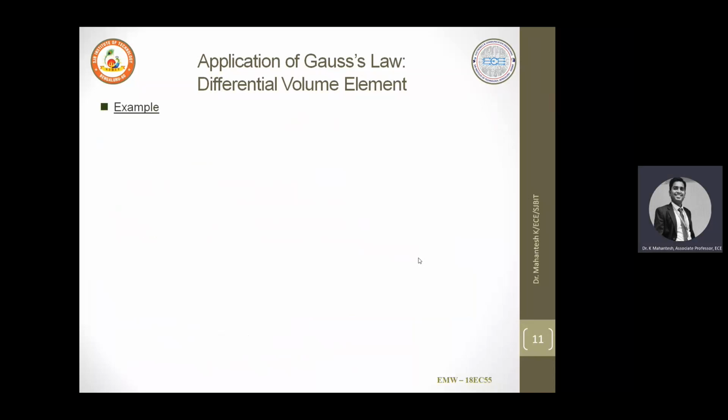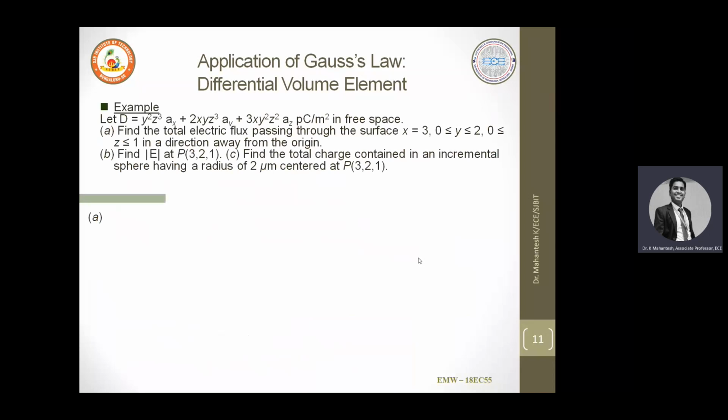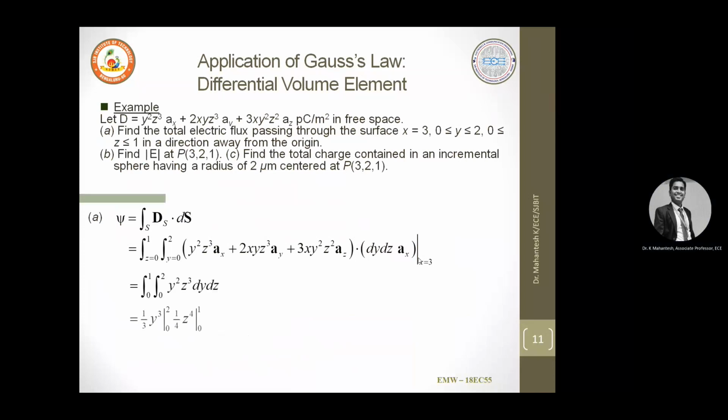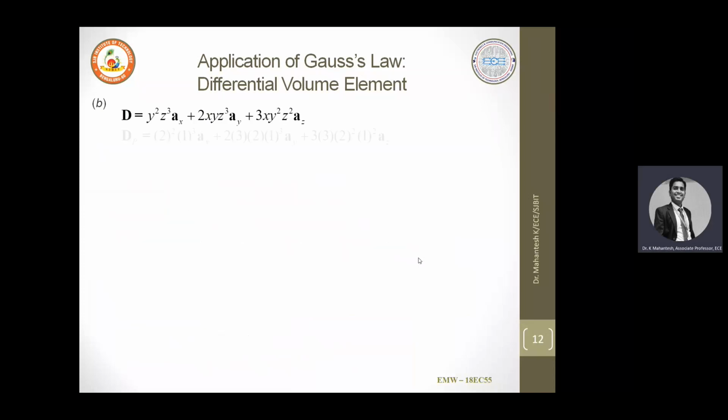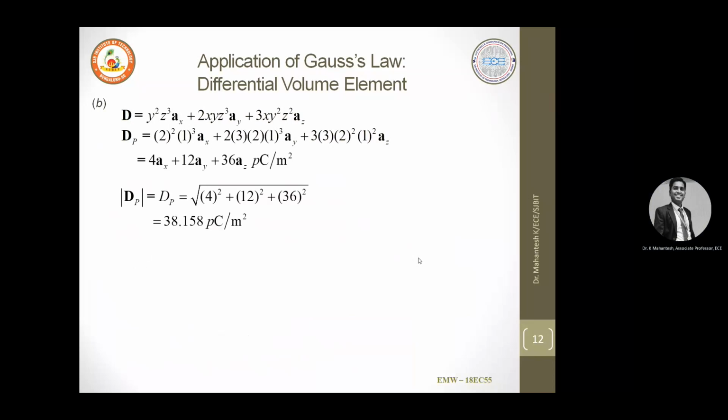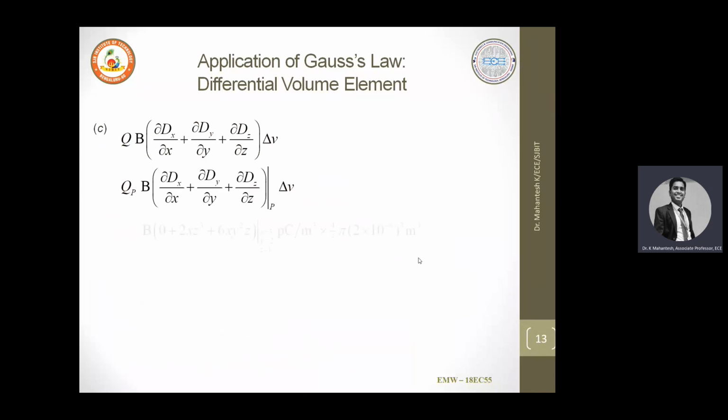So now we shall solve a simple problem, an application of Gauss's law for a differential volume element. Note down this problem and take it as an assignment, so that you try to find the total electric flux passing through the surface with the given coordinate values, and also find the electric field at some point P, and also find the total charge contained in an incremental sphere having a radius of 2 micrometers centered at P (3,2,1). So this would be the solution for sub-question A, and for sub-question B, and sub-question C.